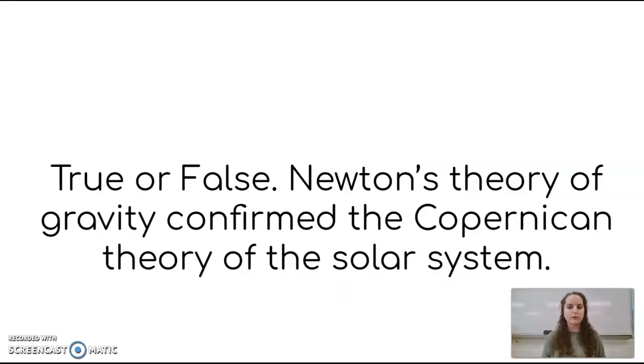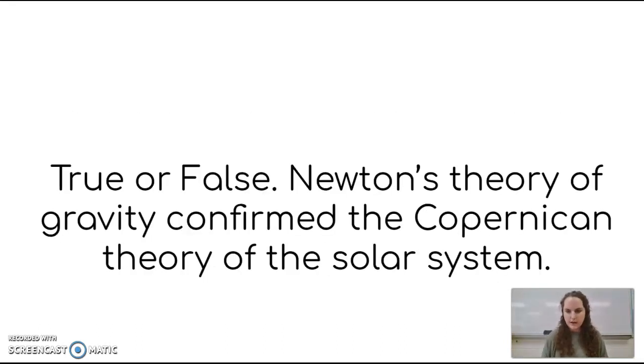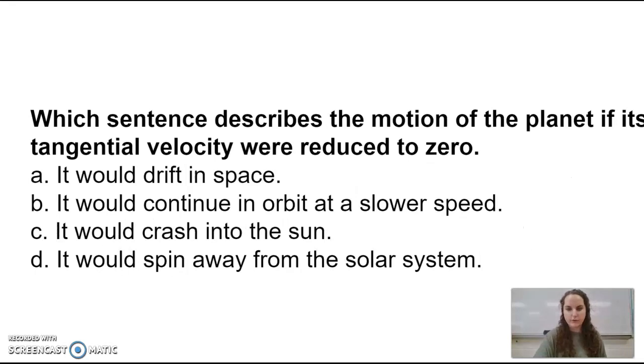So true or false, Newton's theory of gravity confirmed the Copernican theory of the solar system, and this is true. And that theory says that the sun is at the center of our solar system and that we all revolve around the sun, so that is true.